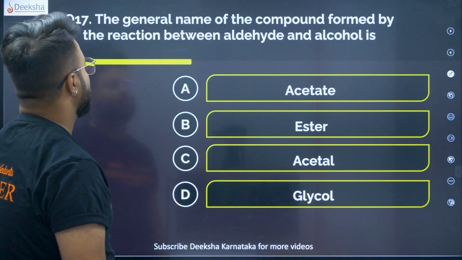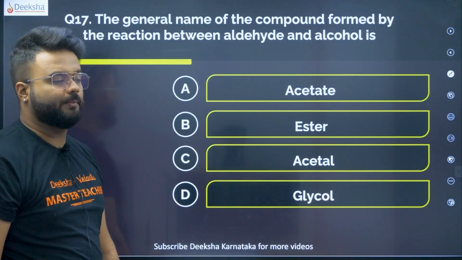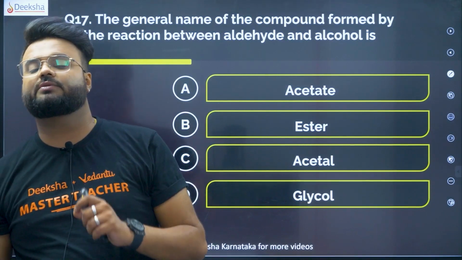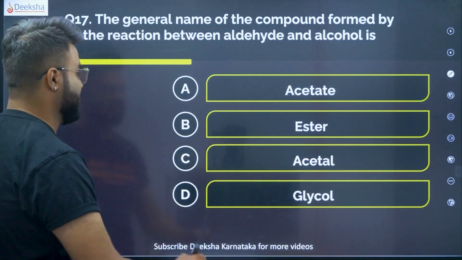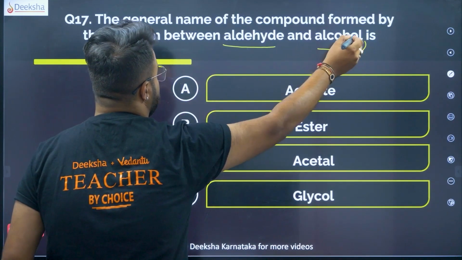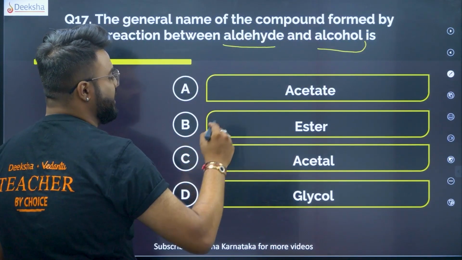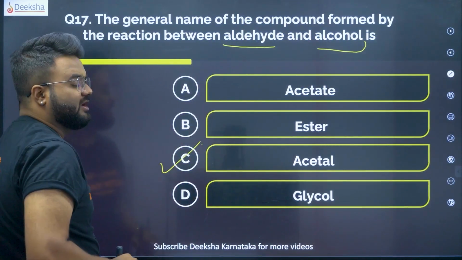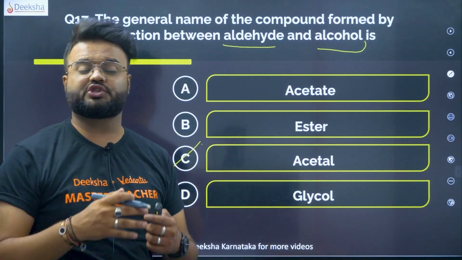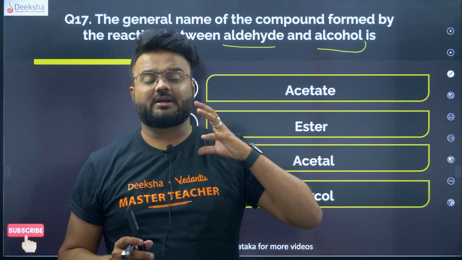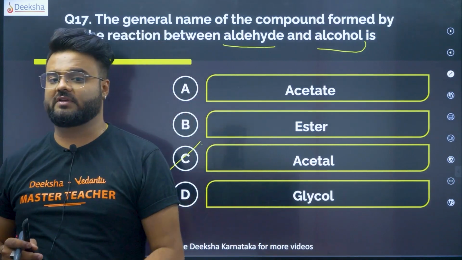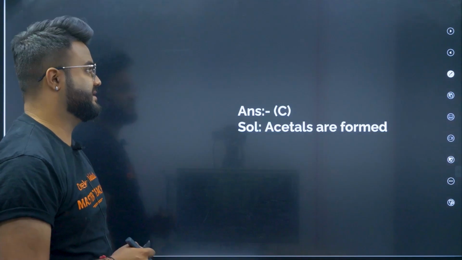Okay guys, now the general name of a compound formed in the reaction between aldehyde and an alcohol. Aldehyde and alcohol, the general name that comes, that is nothing but your acetal. In acetal formation, directly from your NCERT they have given this question, that is nothing but your acetal.